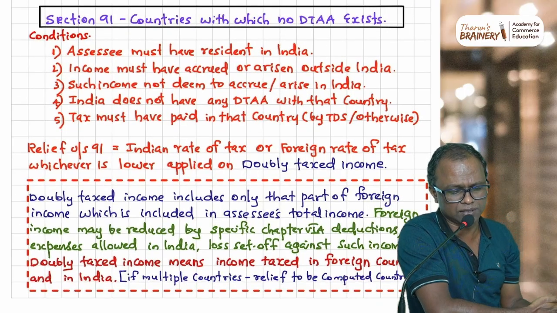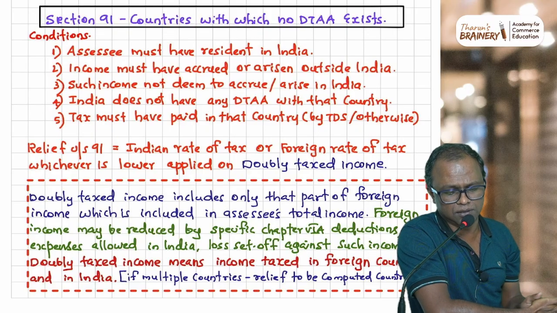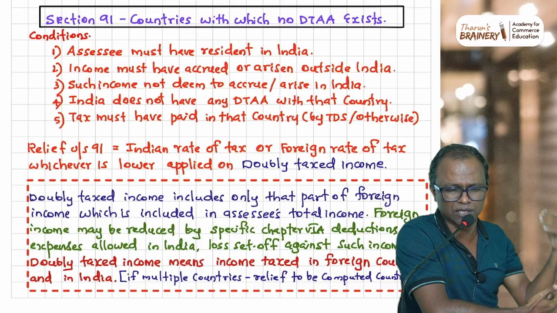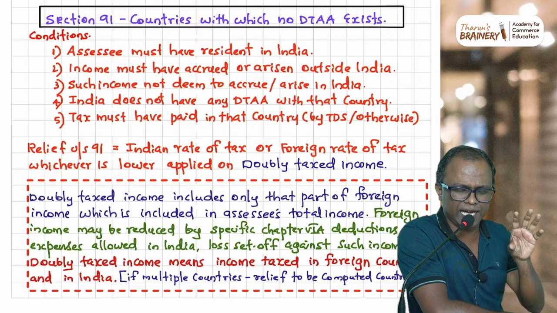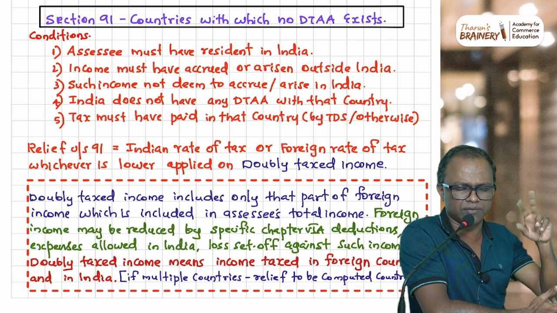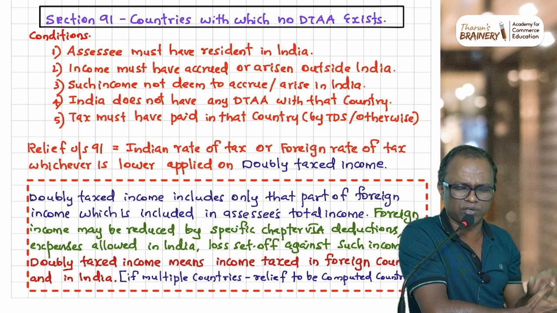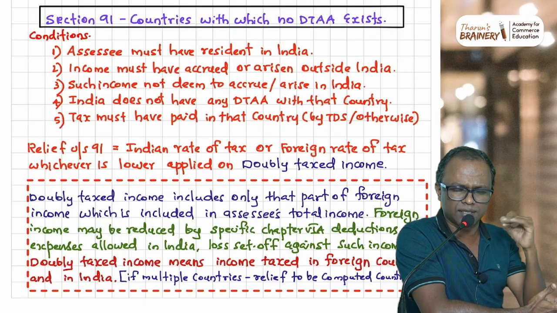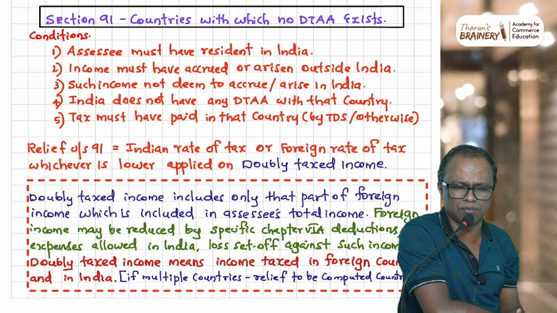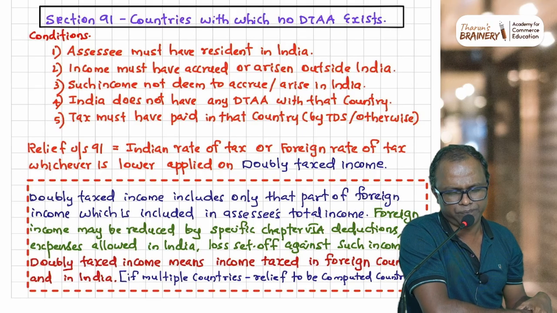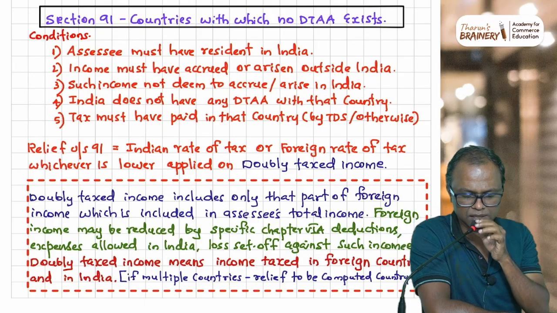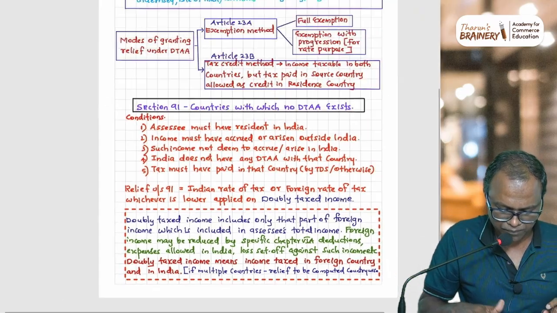So how will the relief be computed? That is the Indian rate of tax on that foreign income, or the foreign rate of tax, or the tax paid on that foreign income in the foreign country, whichever is lower. So what is the tax payable on such income in India, or what is the actual tax paid in that foreign country, whichever is lower, can be claimed as relief. Or in other words, the Indian rate or foreign rate applied on the doubly taxed income, so that we can claim it as relief. This is section 91 if there is no double taxation avoidance agreement. This relief is available only for residents. Remember, that's very important. Non-residents, this relief is not available.